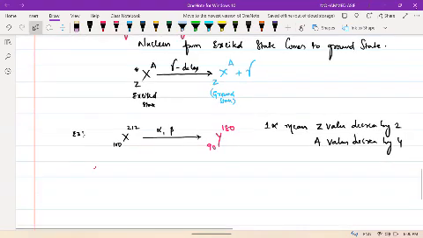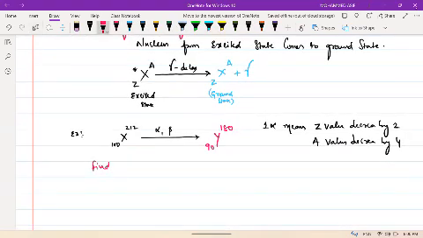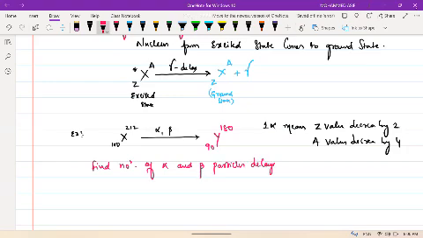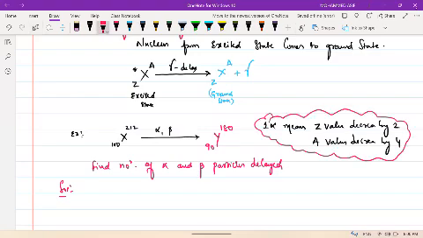Now the question is asking to find the number of alpha and beta particles decayed. How many of them are decayed? So I'll be getting from 100 to 90. That means how many alpha should be decayed? 1 alpha, 2 alpha, 3 alpha. You know that if 1 alpha is decaying, atomic number decreases by 2 and mass number decreases by 4. Am I clear?